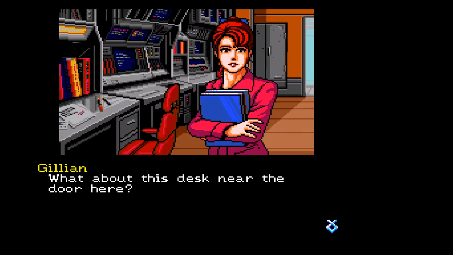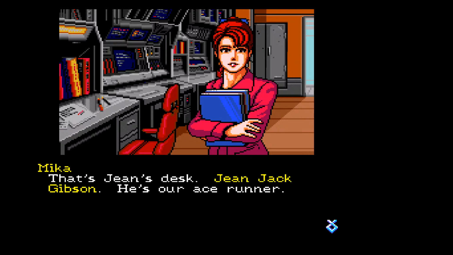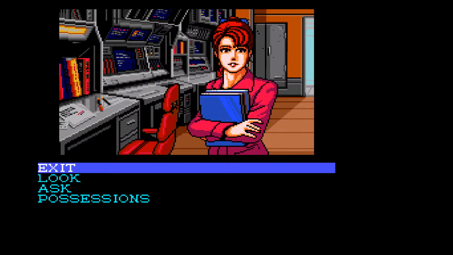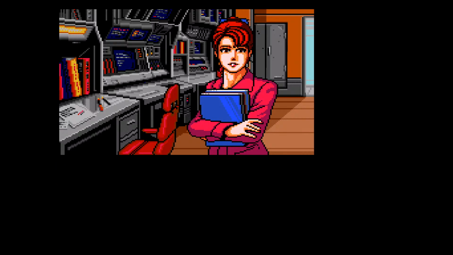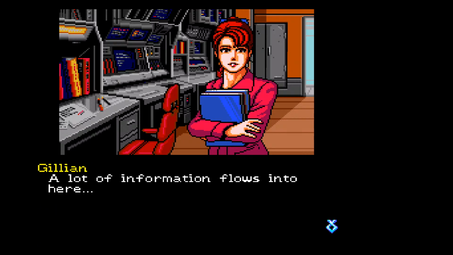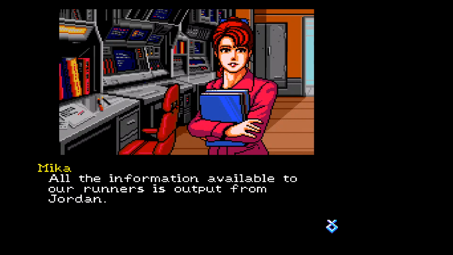What about this desk near the door here? That's Gene's desk. Or John. Jean? Gene? I'm just gonna call him Gene. Gene Jack Gibson. Okay. He's our ace runner. A lot of information flows into here. All the information available to our runners is output from Jordan.